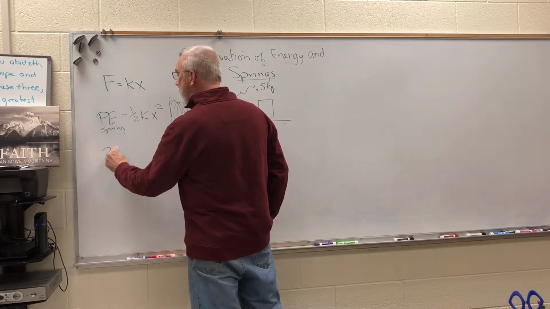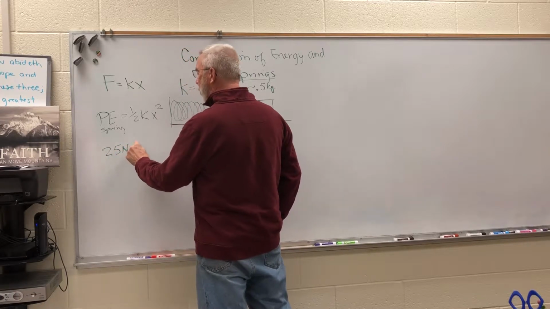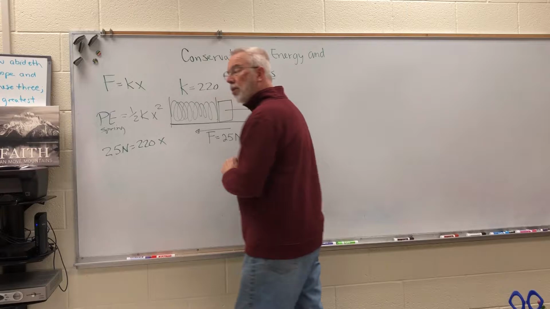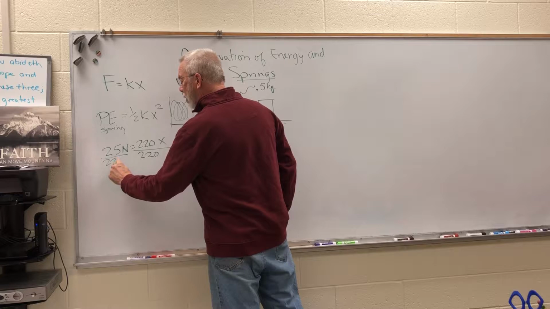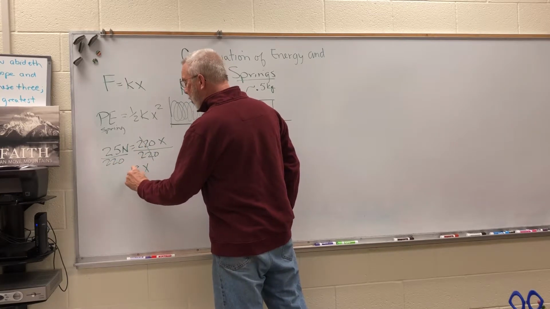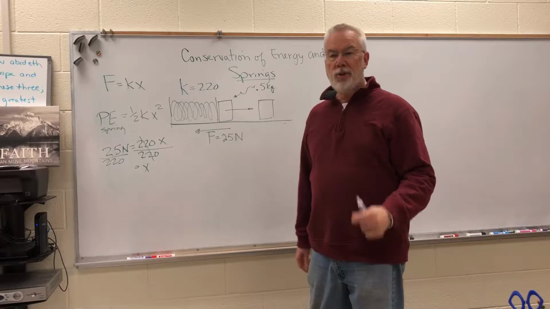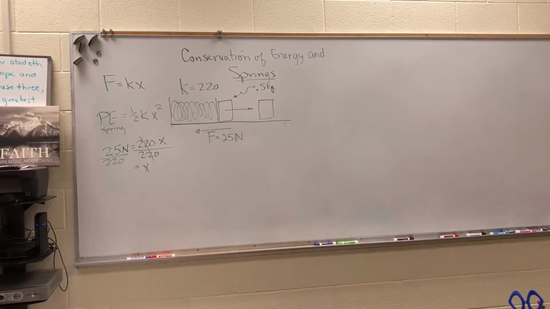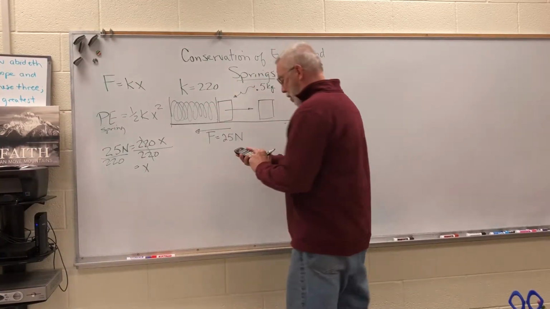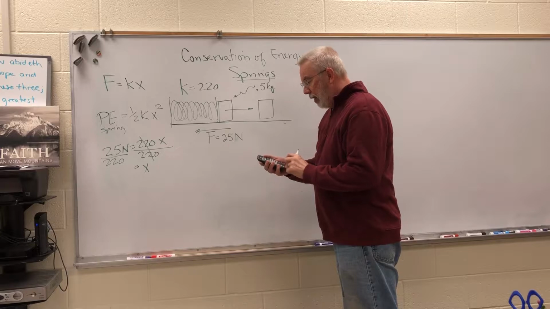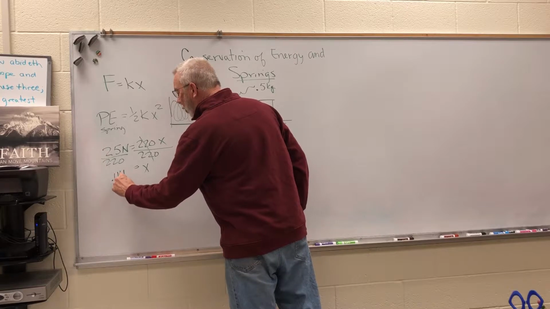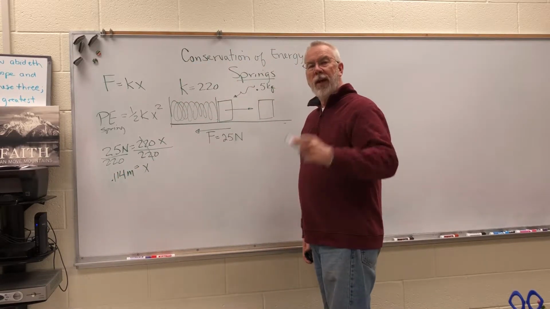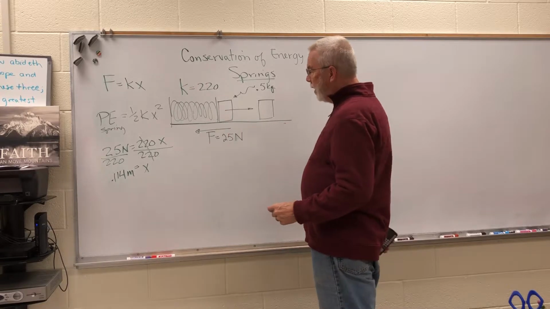So we have 25 newtons is equal to 220 x. So we're going to divide both sides by 220, this one canceling, and x will be the distance that it has stretched in meters. So 25 divided by 220 is 0.114. So x equals 0.114 meters.